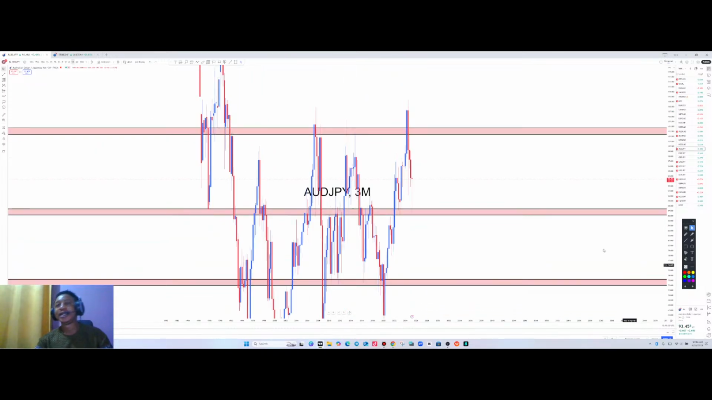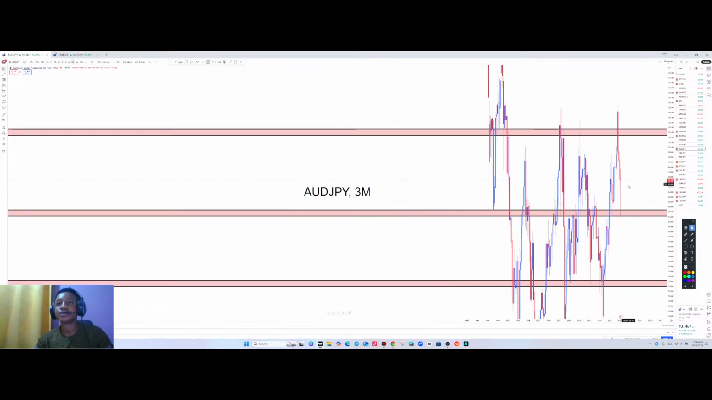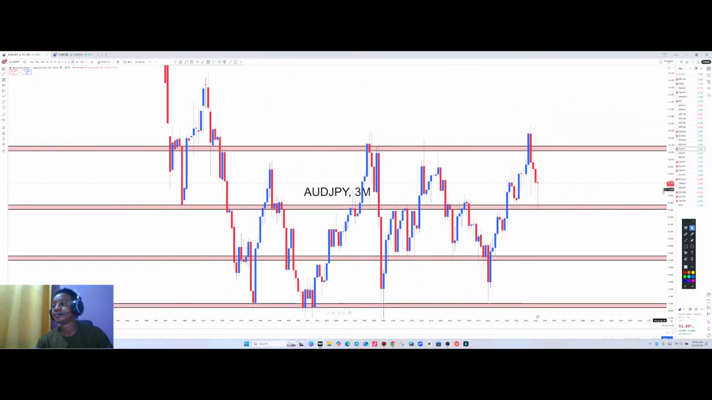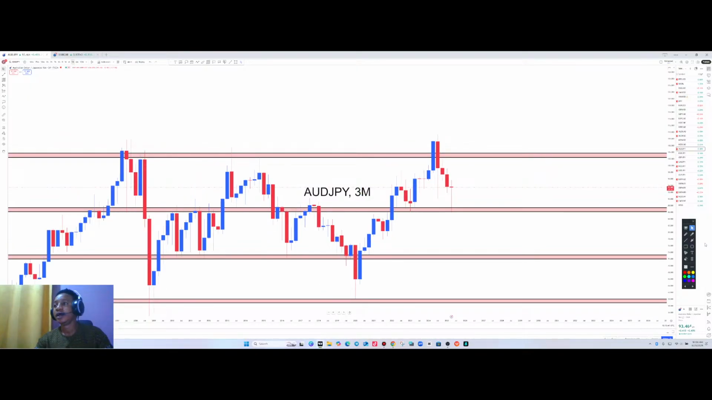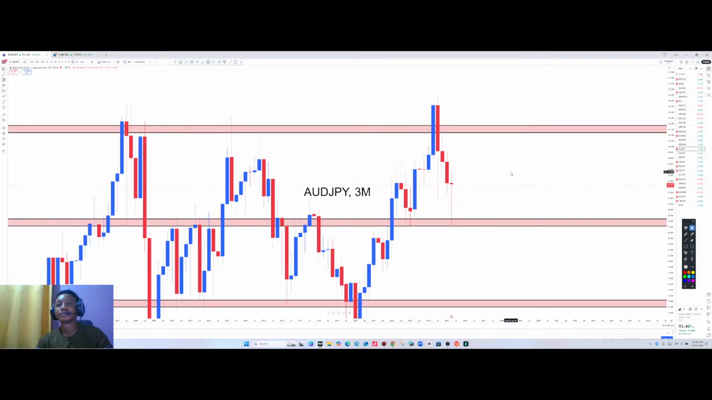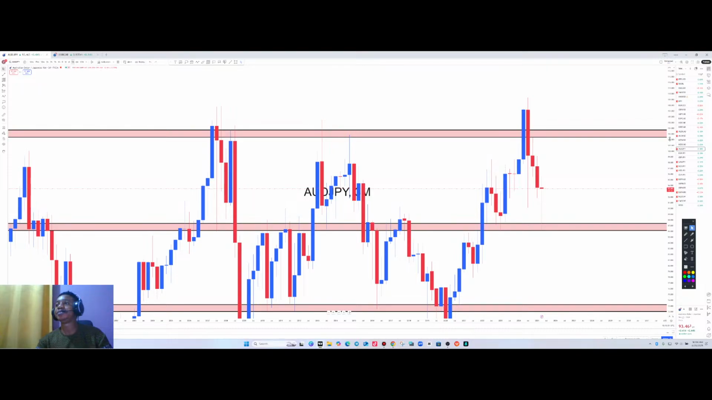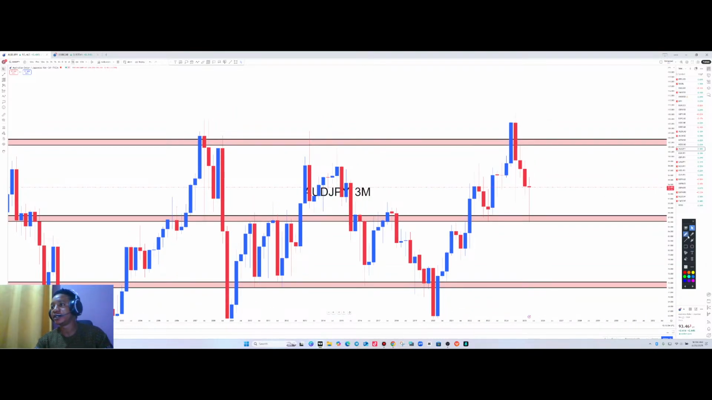All right. So AUDJPY. Let's begin the analysis also from the 3 months time frame. All right. So we have the upper zone, the mid-range zone, and then the lower zone. Let's explain. If you look at AUDJPY on a 3 months time frame, what else do we see? We see that there's buy pressure from this support level, which has moved the market all the way up.